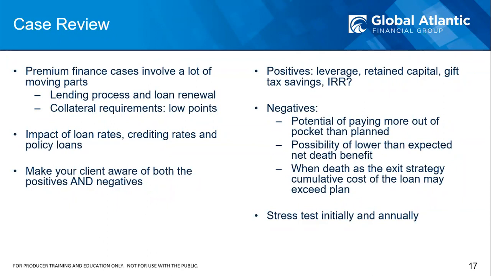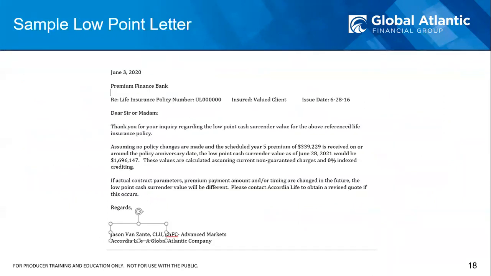And here's an example of a letter. We've got a policy number there, and we say, assuming no policy changes are made and the scheduled year 5 premium of $339 is received around the anniversary date, the low point cash surrender value as of June 28, 2021 would be $1,696,147.